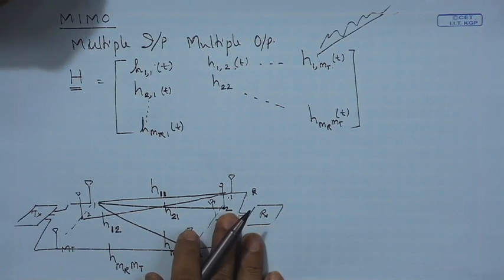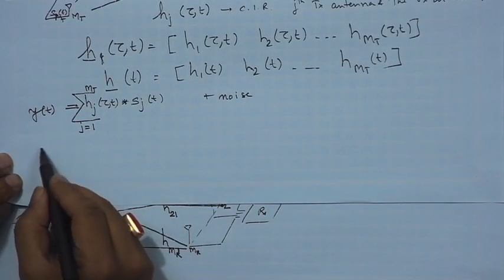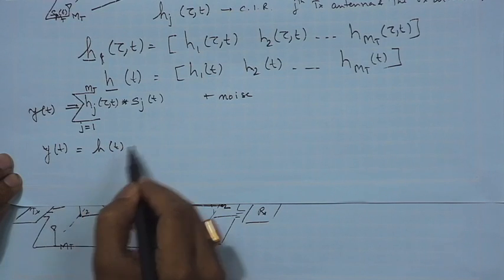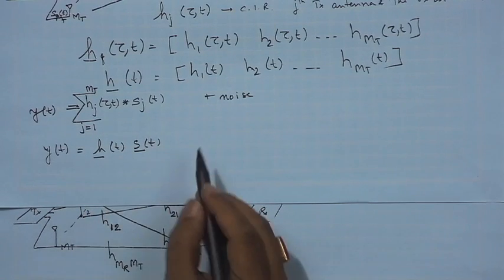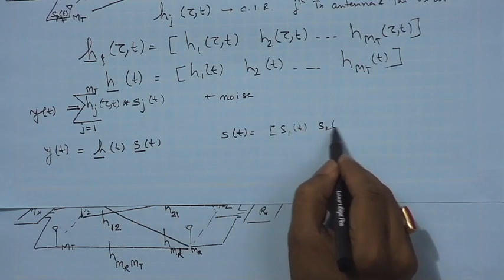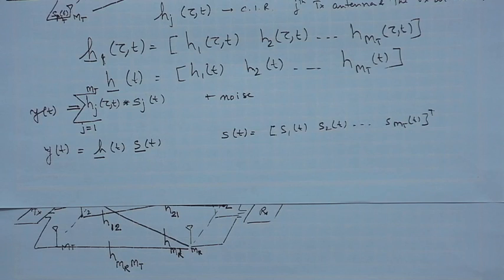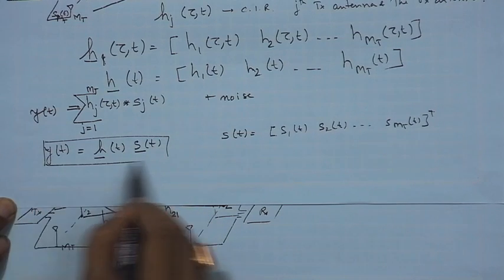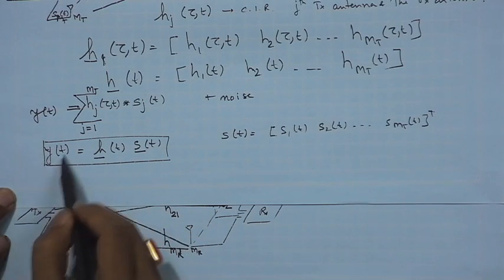So I'd like to go back a little bit when I say the multiple input single output. In this case, in the vectorial notation, we could write it as y(t) = h(t) s(t), where s(t) is given by [s1(t), s2(t), up to s_MT(t)] transpose. So that would help us in describing the equations. So this is the vectorial equation, and that means we have this row vector, we have the column vector. So we have a single scalar as the output in this case.